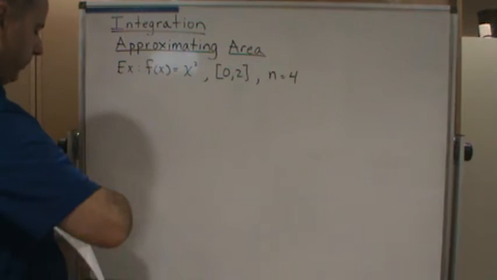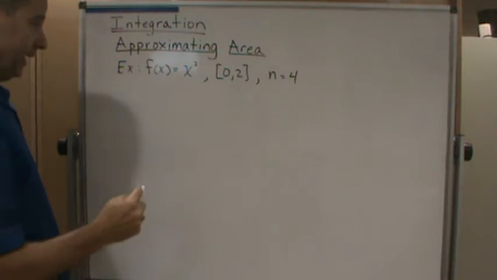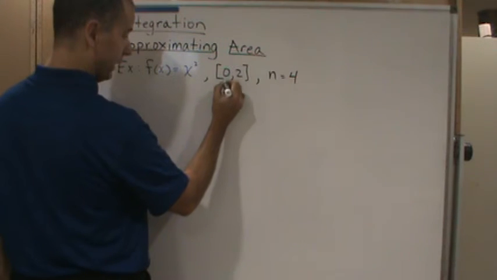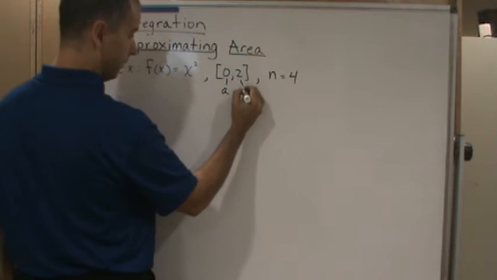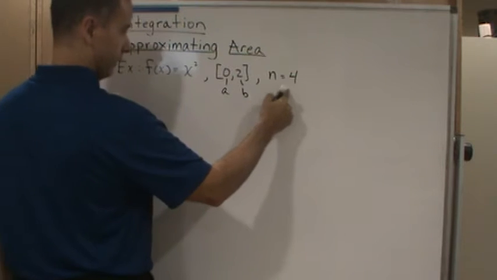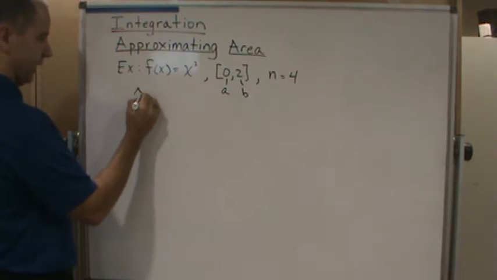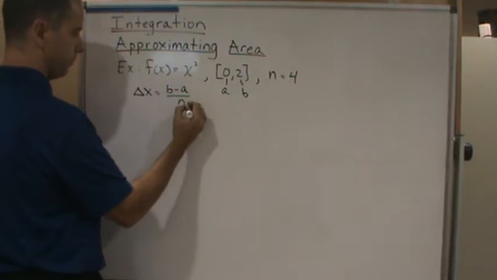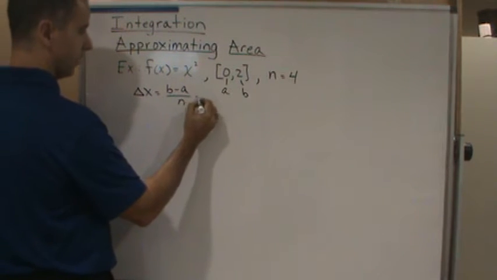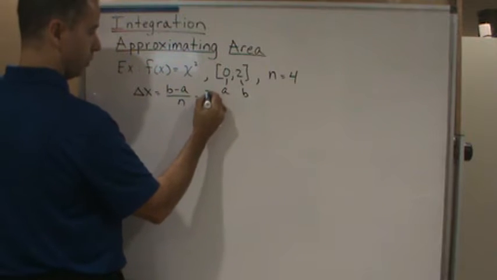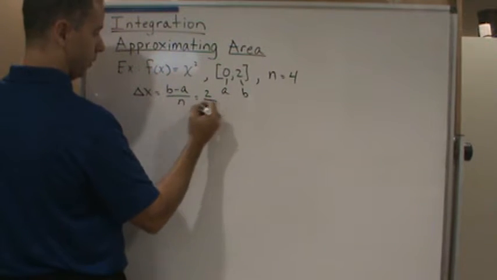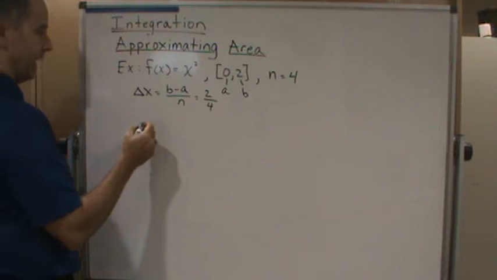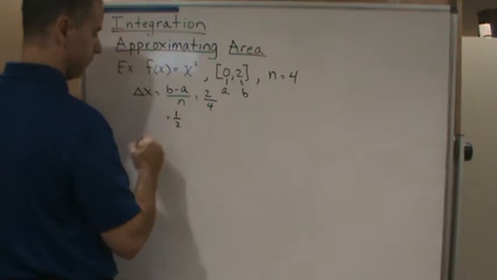Okay, so first of all, I need to find delta x. Well, I realize that this is A and this is B. Here's n, so delta x is equal to (B minus A) over n. And so that's going to give us 2 over 4, which equals a half. So delta x is equal to 1/2.